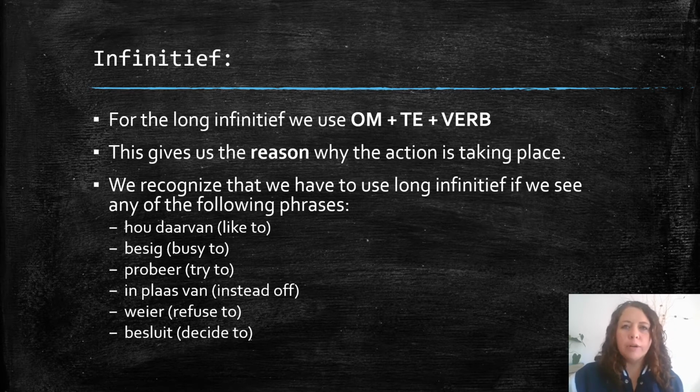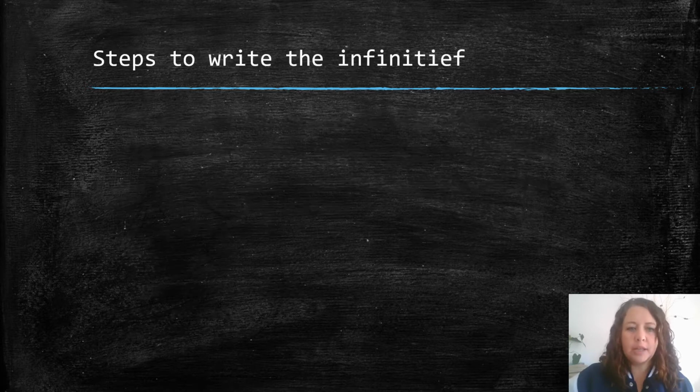Jy hou daarvan om, we like to, and then what do you like? Your reason. Besig om, you're busy to, probeer om, try to, in plaas van om, instead of, weier om, refuse to, besluit om, decide to.